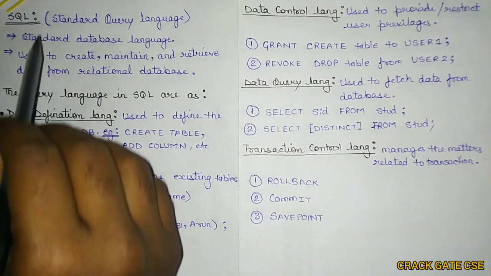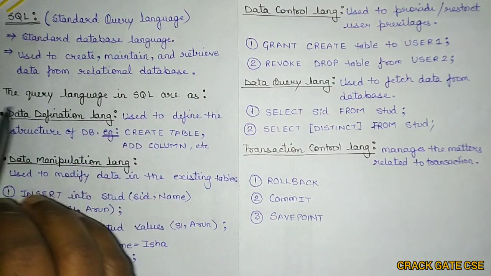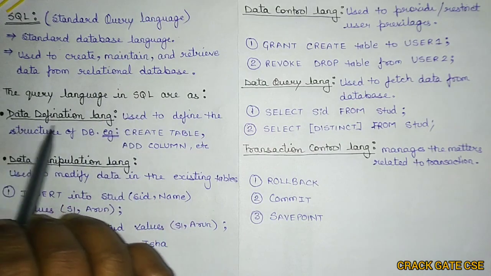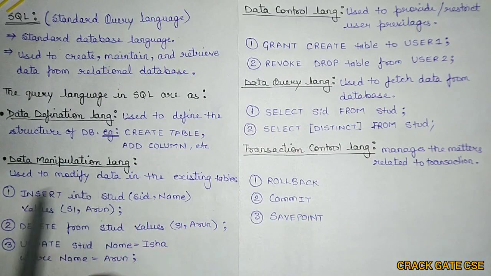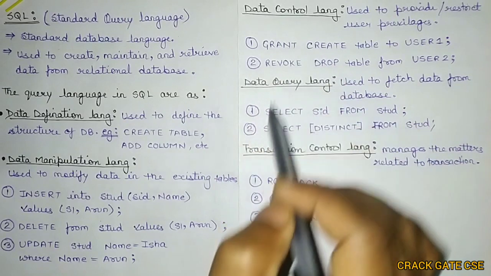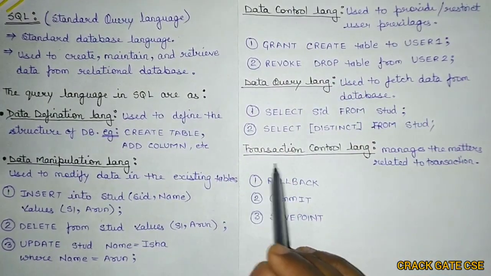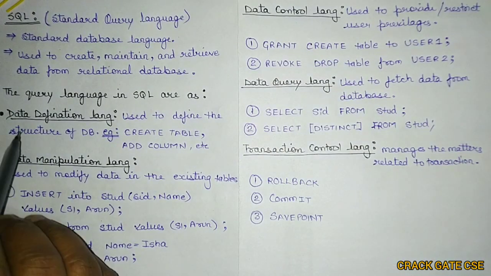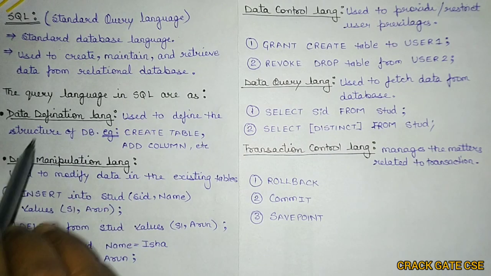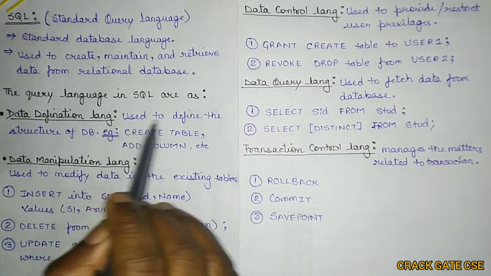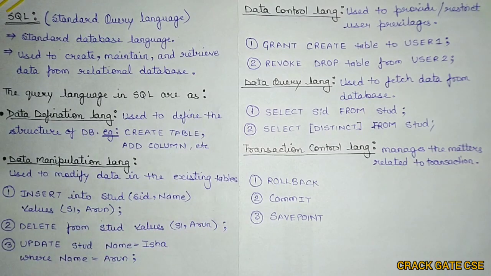Now there are 5 kinds of query languages in SQL. One is data definition language, data manipulation language, data control language, data query language and transaction control language. What is the meaning of data definition language? What is the use of data definition language? The data definition language is used to define the structure of the database.